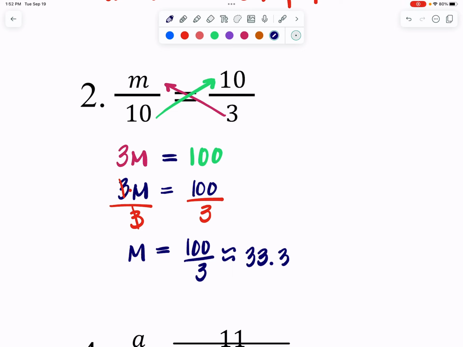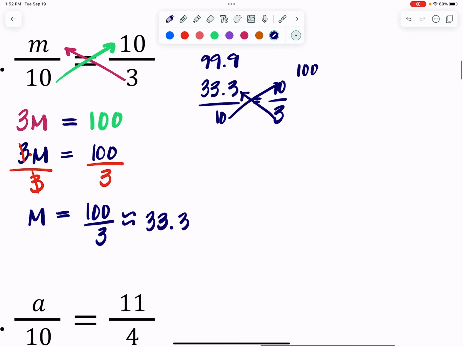The problem with that is if we use 33.3 and we try to multiply, when I multiply this direction, I get the 100. But when I multiply this way, I only get 99.9, and that does not create a proportion. We need exactly 100 on both sides. So here's what happens when I want to use an exact value.